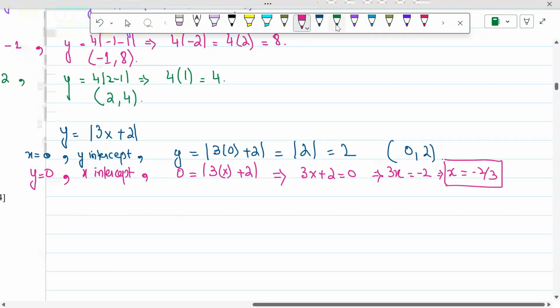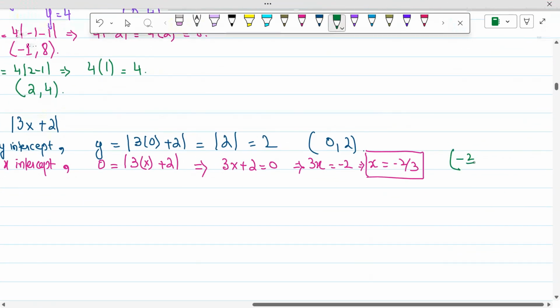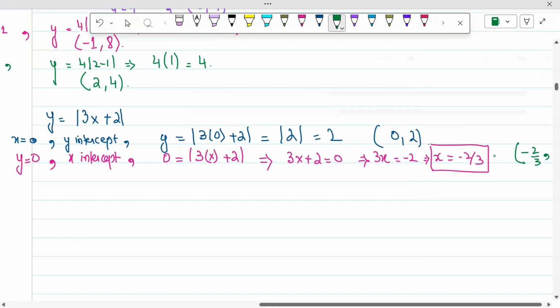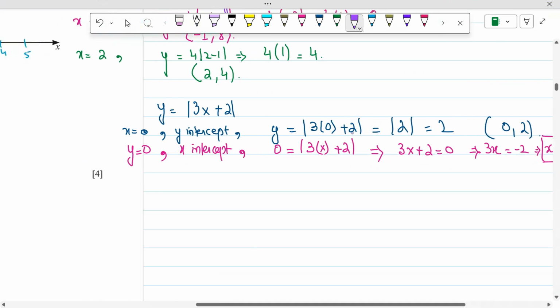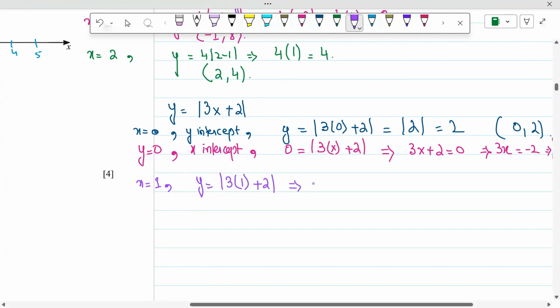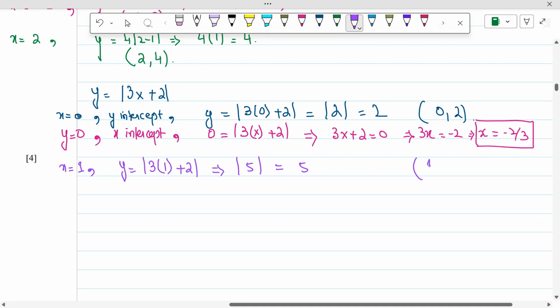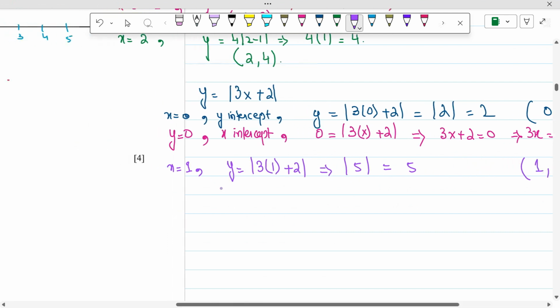When we have the y coordinate 0, we have the x coordinate which is negative 2 over 3. Now we plug x equal to 1. So we will have y equals the absolute value of 3 times 1 plus 2, which is the absolute value of 5, which is 5. So we have the point (1, 5).